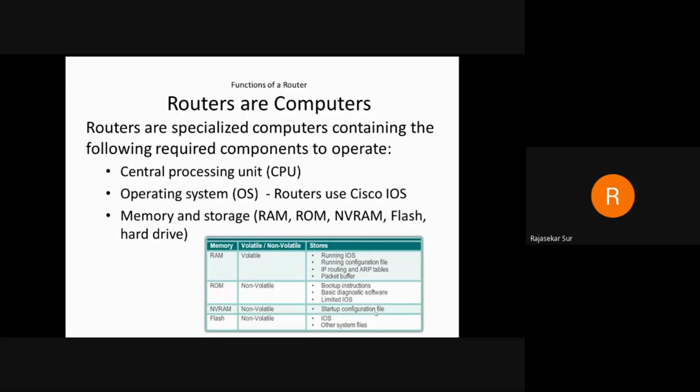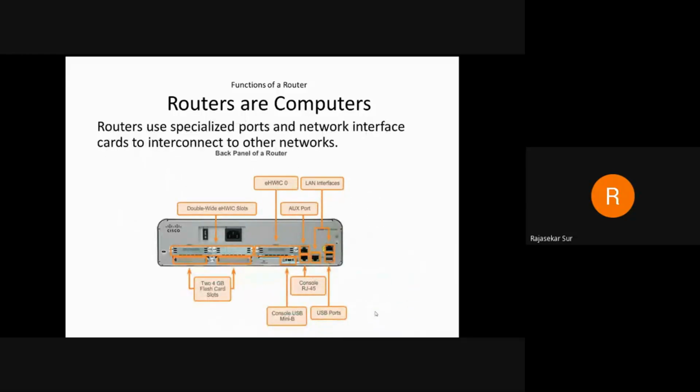Now I move to the next slide. The next slide also shows the functions of a router. Routers use specialized ports and network interface cards. Now you can see in your computer, in a personal computer, we have some ports. What are the ports we have? We have the USB port. To a USB port you can connect any device, for example your pen drive. The same thing, the USB port, is available in the router also.